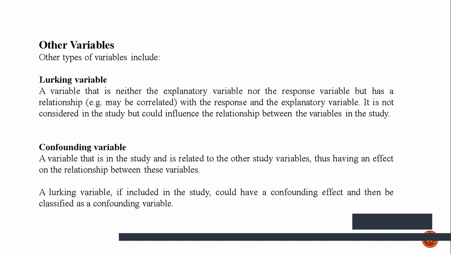And for the confounding variable, a variable that is in the study and is related to the other study variables, thus having an effect on the relationship between these variables. So a lurking variable, if needed in the study, could have a confounding effect and then be classified as a confounding variable as well. So the confounding variable means a variable that is in the study and is related to the other study variables as well, thus having an effect on a relationship between these variables.